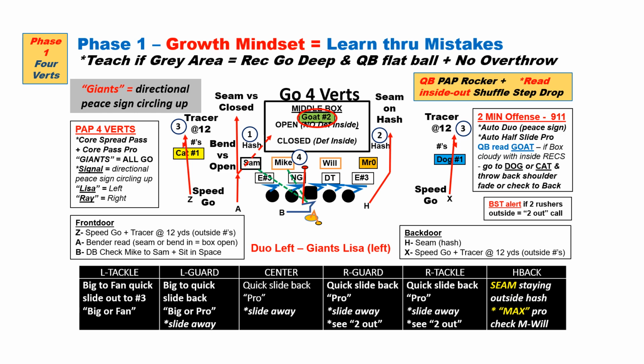So you can see here with the 4 verts, the Z and the X, where they have the read of the go or the tracer, we tell them if there's a gray area to go ahead and go deep every time. Also, the quarterback, we want to make sure that they're being decisive and throw a flat deep ball and make sure it stays outside that receiver's framework. We don't want to throw it to his inside, and we want to encourage him not to overthrow so that we've given our receivers a chance to make plays.